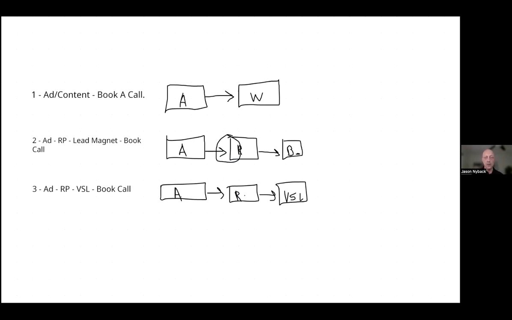Here's the problem with this. The good news, let's start with the good. It's cheap. It's super cheap. It's low commitment, and so you're going to get cheap leads. That's the benefit. And people are going to get some value because they're going to watch a video. If you're going to pick between the lead magnet and the VSL, do the VSL.